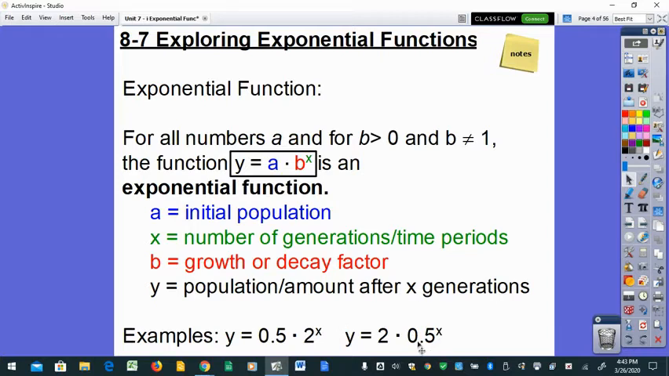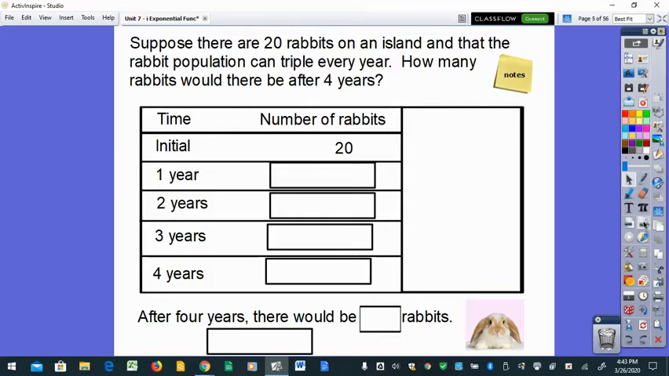In this one, notice the b, the factor is less than 1. We would expect it to go down. So this is a growth, and this would be a decay. So let's just look at a real world situation here, where we start off with 20 rabbits on an island, and then that rabbit population triples every year.